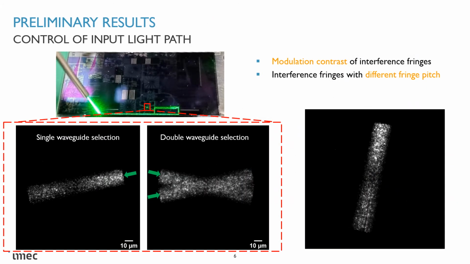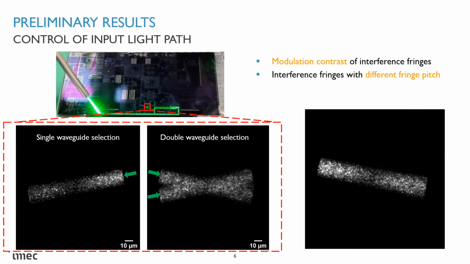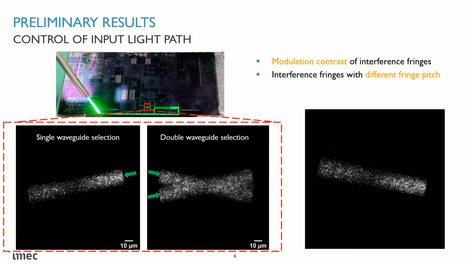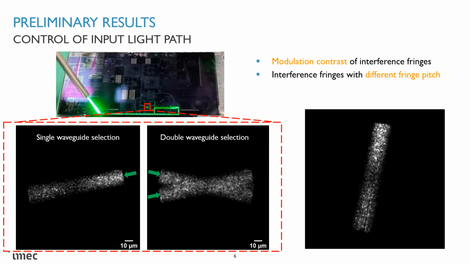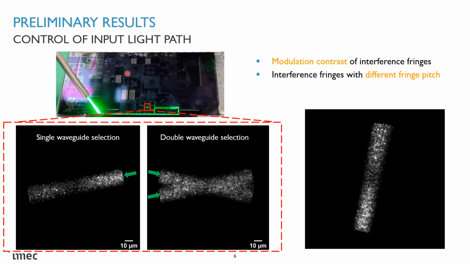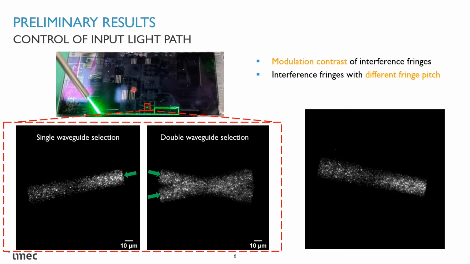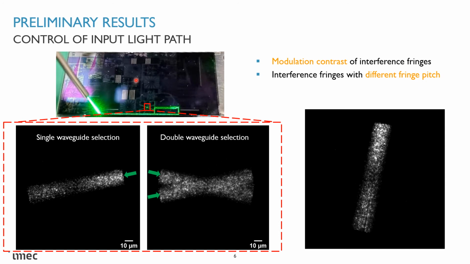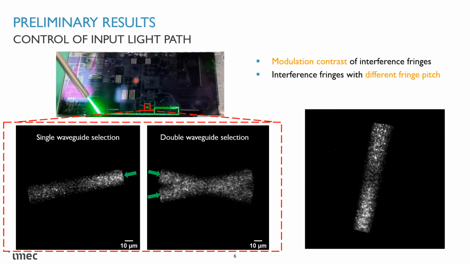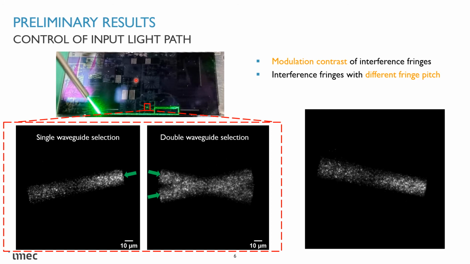Now I will proceed on sharing the preliminary results. To realize switching and phase shifting through the active photonic components, the chip is electrically connected to a multi-channel DC power supply. On the top left, you can see the photo of the chip with the laser light coupled through the input grating. First, we check if the input light can be routed into the waveguides of interest with the thermo-optic switches on the chip.